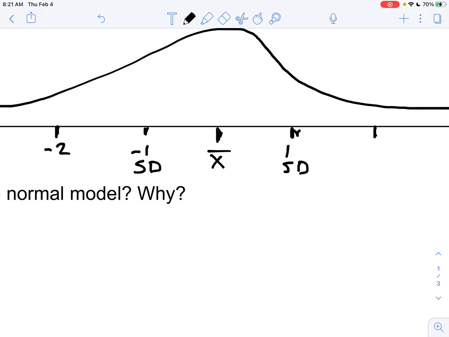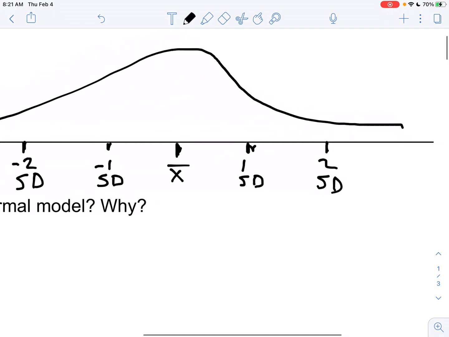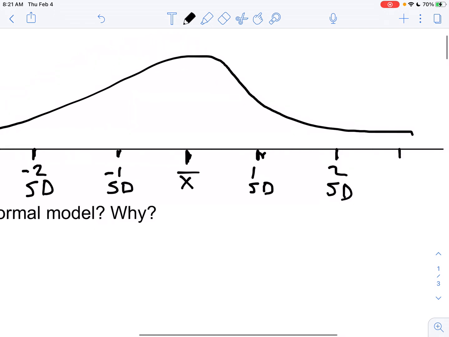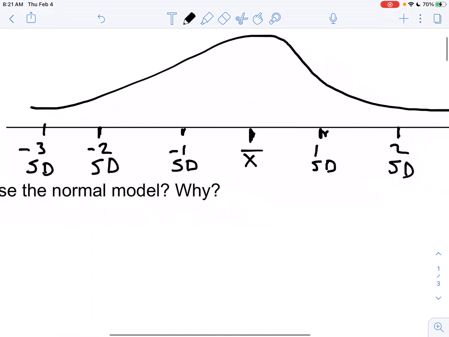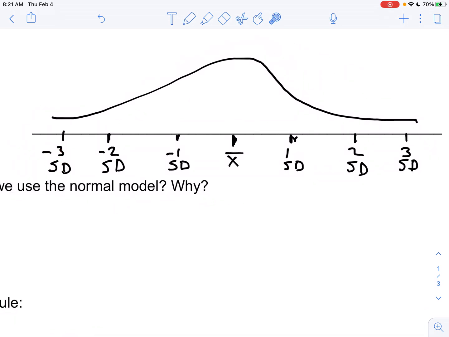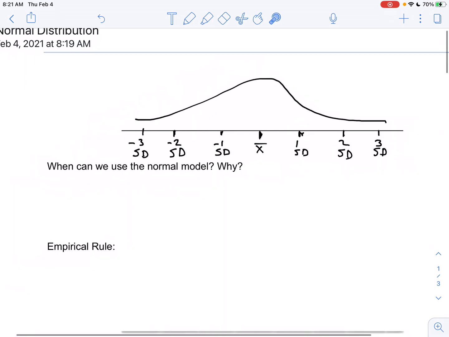Then -2 standard deviations away, 2 standard deviations away, and finally 3 standard deviations away and -3 standard deviations away. What I mean by this is -3 standard deviations away from our mean. All of these are referring to our mean. So this is what a normal model looks like.